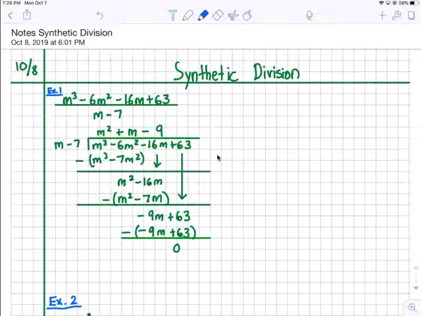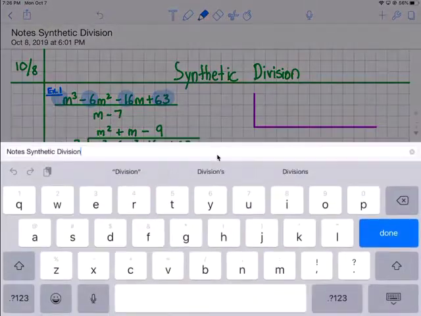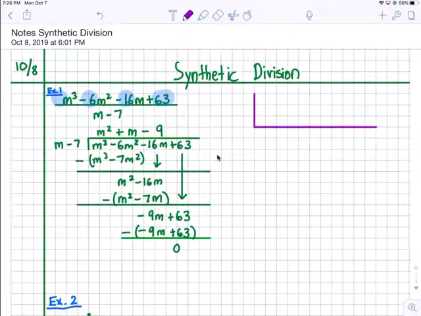So here's how you set it up. We draw something like this, and now we write down all the coefficients of the polynomial: this one, this one, this one, and that one. We have 1, -6, -16, and 63. All of these I've just highlighted and erased are the coefficients.